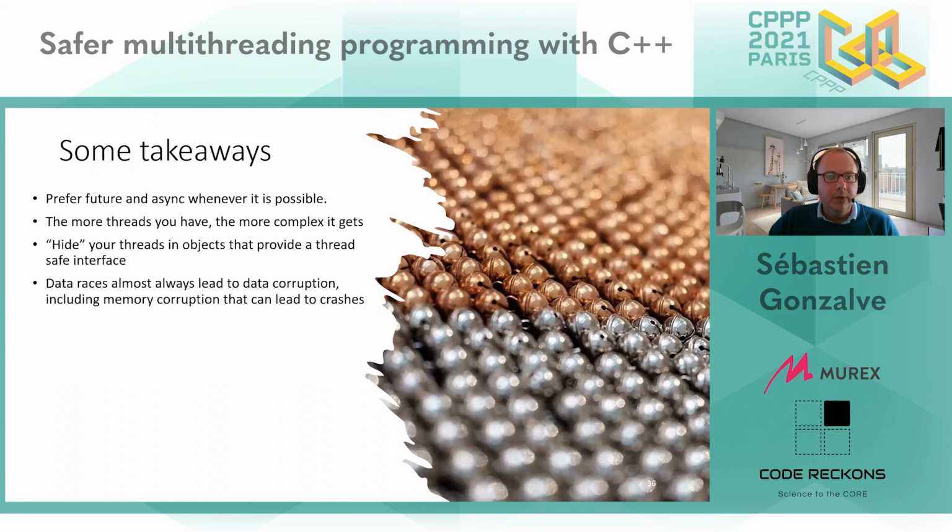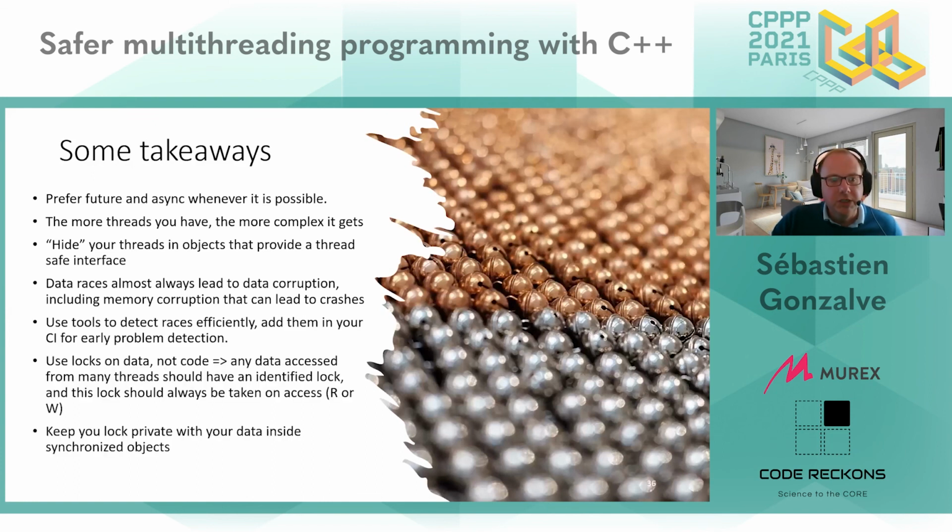So here are some takeaways. We'll go quite fast because we're reaching the end. Prefer high-level things whenever possible, so I think future or even other mechanisms, if you can have them from other libraries. The more threads you have, the more complex it gets. Each time you create a new thread, you are adding complexity to your code. So you should keep the number of threads as low as possible. Try to hide your threads inside your objects, which means that usually people don't need to know that there is async stuff or things like this.